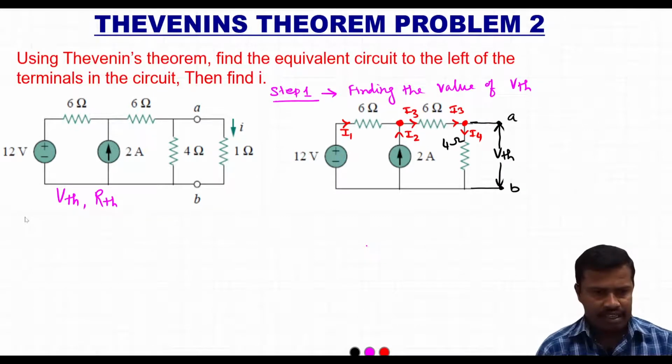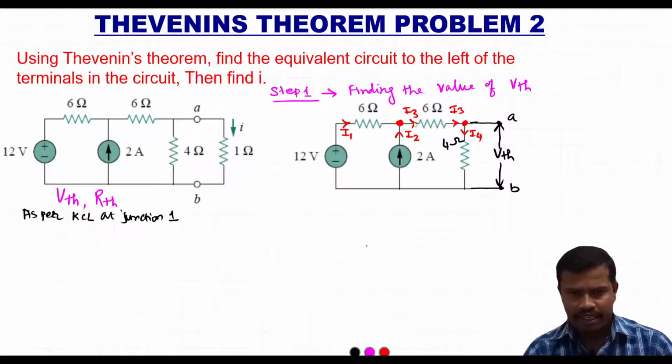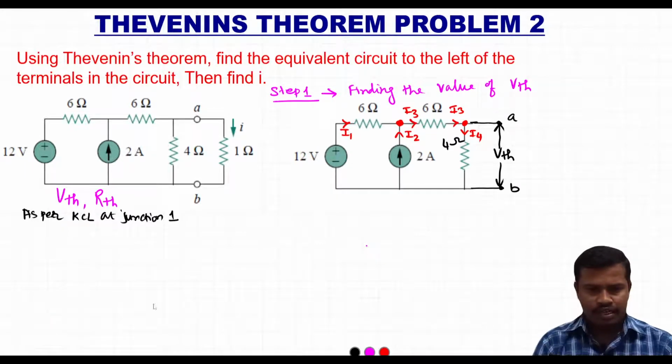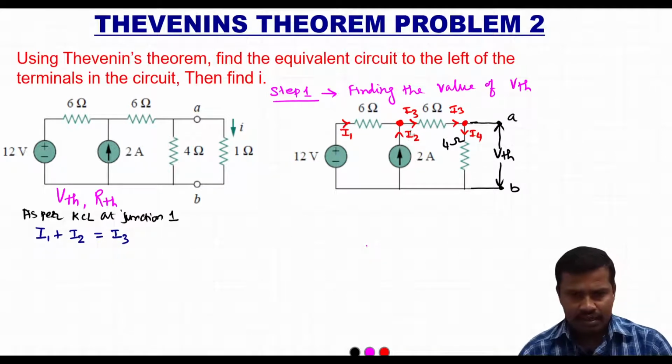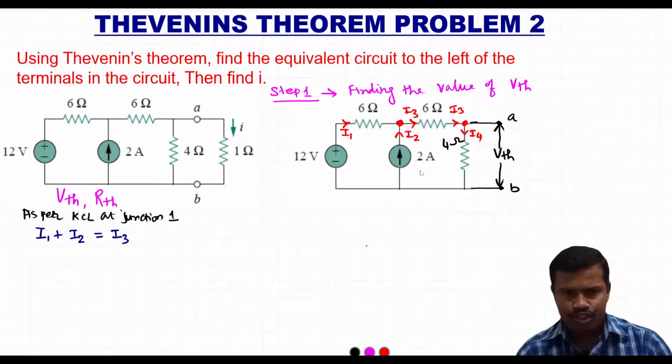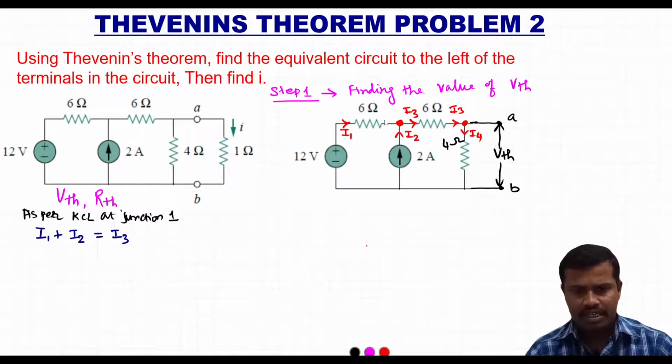As per KCL at junction 1, the incoming currents are I1 and I2, and the outgoing current is I3. So we can write I1 plus I2 is equal to I3. Now from this diagram, the current I2 is equal to 2 amps, we can directly write, and I3 is the amount of current flowing through the 6 ohm resistor.